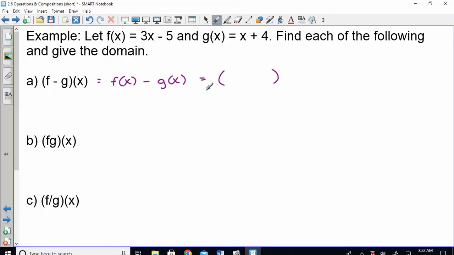What is f of x? 3x minus 5. Minus. What is g of x? x plus 4. All right, so if I want to subtract those things, what do I need to do? This should be negative. So 3x plus negative x is 2x. Negative 5 minus 4 is negative 9. And we get 2x minus 9.